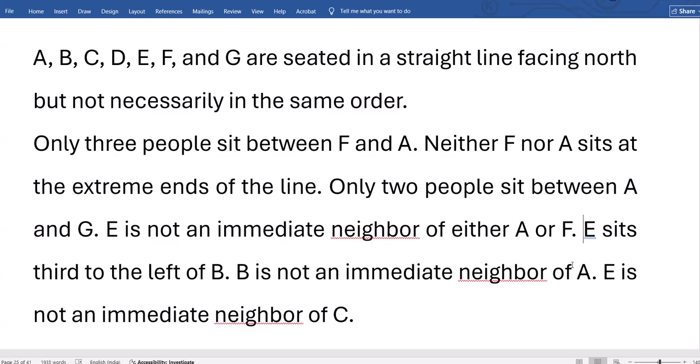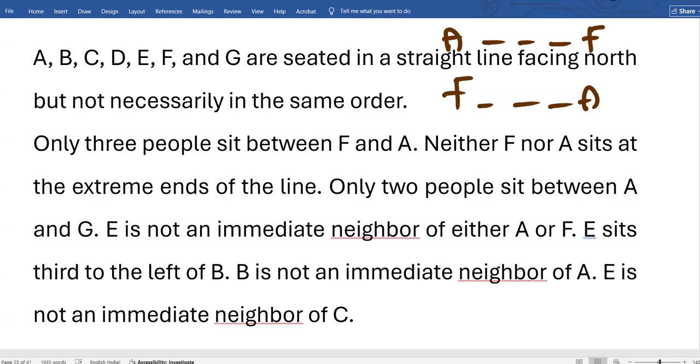Only three people sit between F and A. Neither F nor A sits at the extreme ends. Done with the arrangement? Now we'll go for the questions they are asking. See, three people between F and A means it can be F, three blanks, A, or A, three blanks, F. Two possibilities are there. We have to always think of two possibilities. It can be like this also: A, three blanks, F, or F, three blanks, A, both possible.